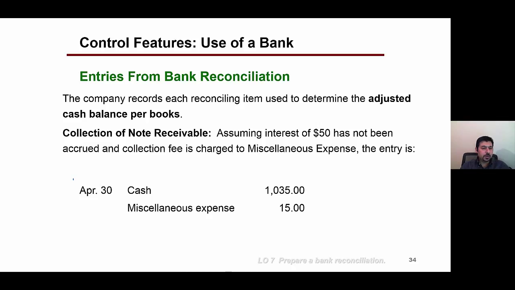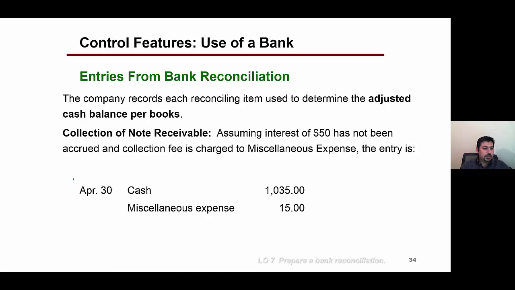Now the company will have to make adjusting entries for all the adjustments that we made for the cash balance per books, but not for the cash balance per bank, because that was related to the bank's records, and the company will not be making adjusting entries for the bank's journal. However, for the company's journal, the company will need to make adjusting entries for all the adjustments as per the cash balance per books.